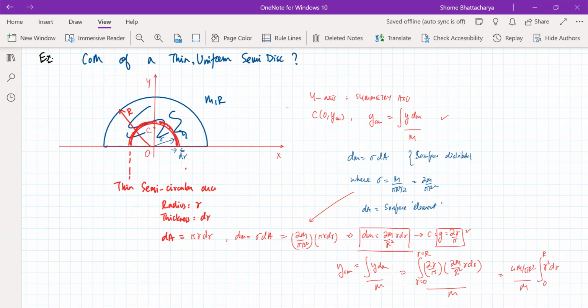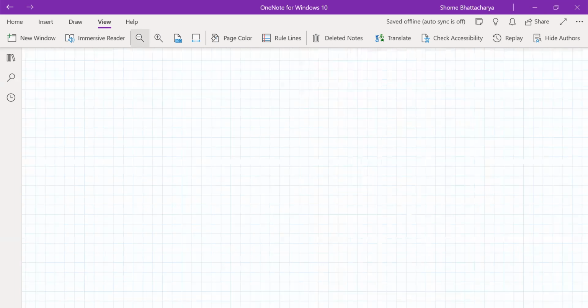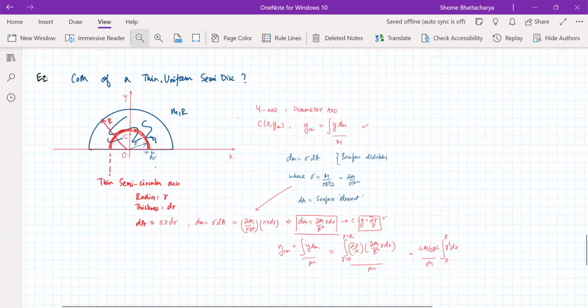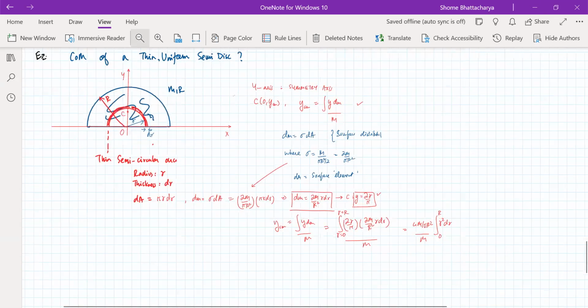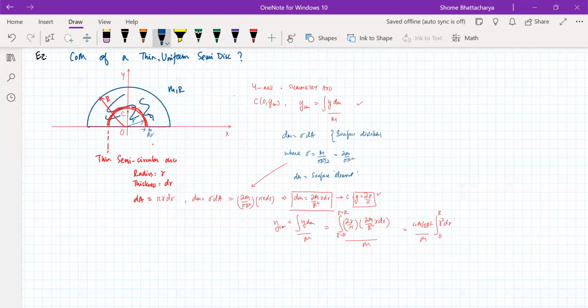Now solving this integration will give us the position of the center of mass. It's very easy. This will give us R cube by 3, and that m cancels out. The final answer that we get is that the y coordinate of the center of mass will become 4R by 3 pi.